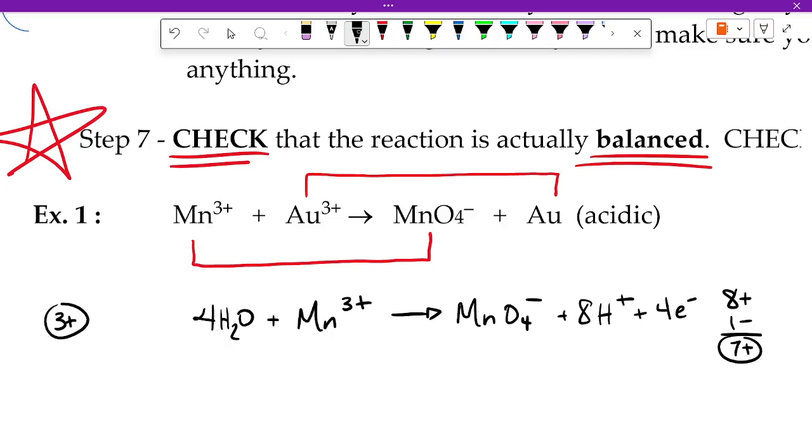Did you guys get what I got? 4 water plus Mn3+ gives MnO4-, 8H+, 4e-. Excellent. Then we're going to do our second one, which is going to be our Au3+ goes to Au. Well, this one's easy, isn't it? No waters, no hydrogen, no nothing, just electrons.